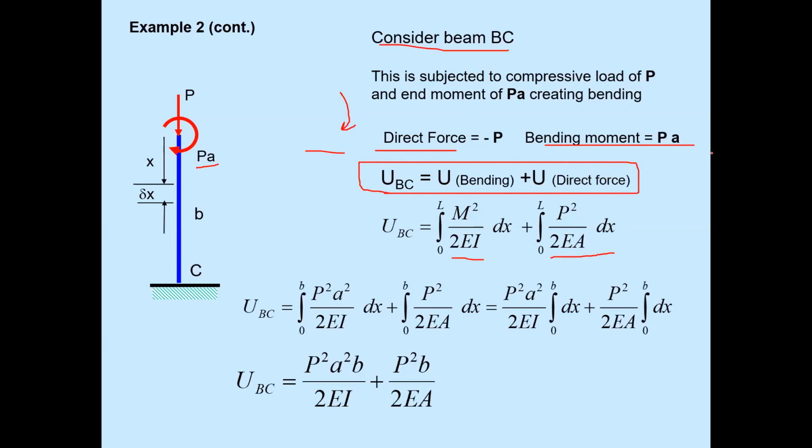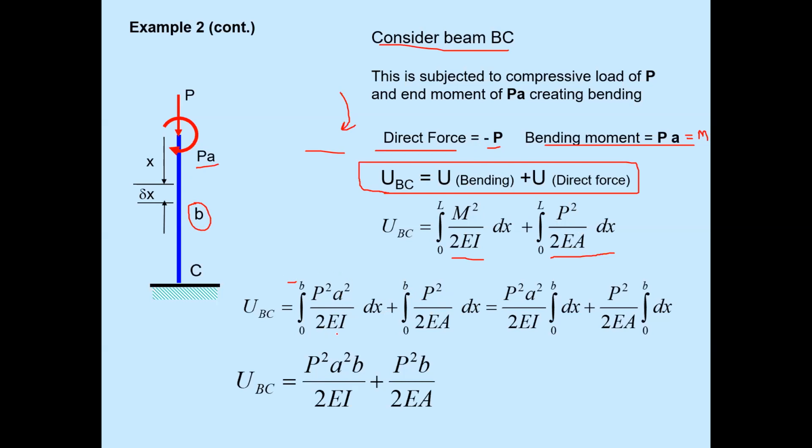The M value is P into A. This is the value of the moment M. Put P into A here: P squared A squared upon 2EI dx. The length of the member is B, so put it in the limits, plus P squared, the force being minus P. Square of minus P is P squared upon 2AE dx, limits 0 to B. Integrate this.